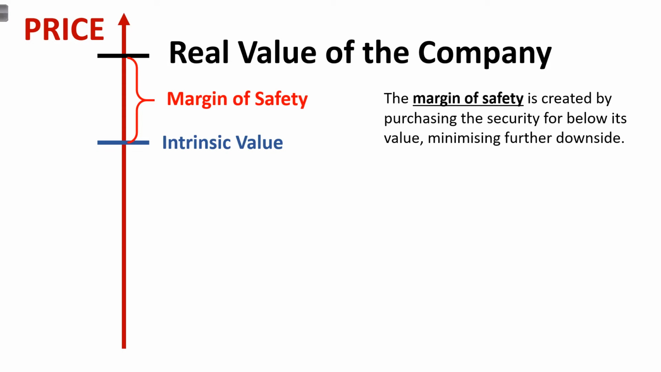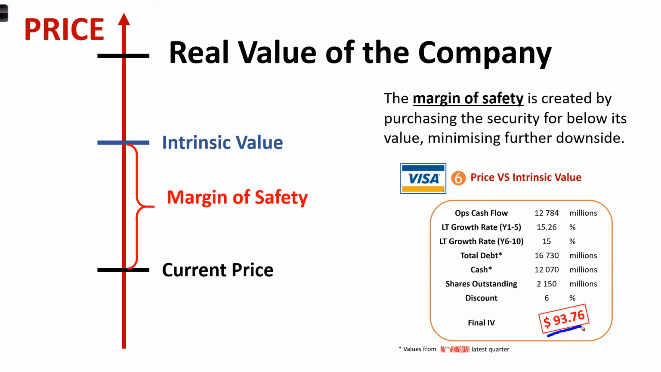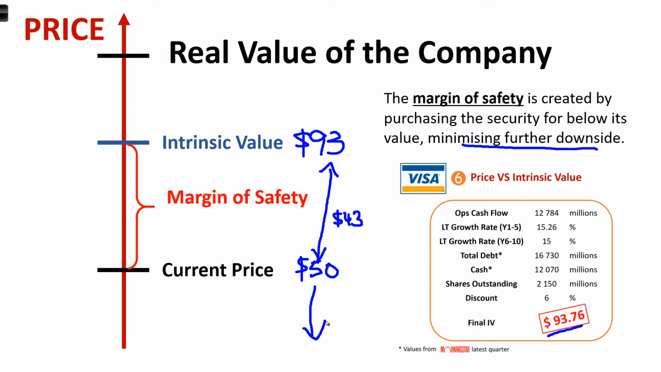So the next margin of safety that we can meaningfully calculate is the difference between the current price and the IV. For example, the IV of Visa is at $93, and let's say we manage to buy it at $50. If so, we have invested in Visa with a rather wide margin of safety of about $43. And because Visa has already fallen so much from its IV, we have heavily minimized our further downside. At most, there is another $50 for Visa to drop and then go bankrupt.